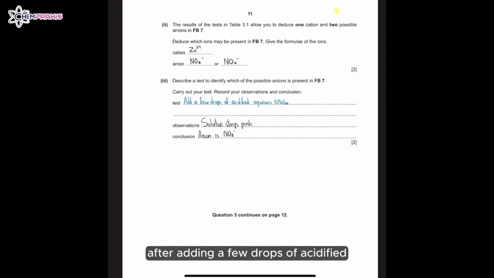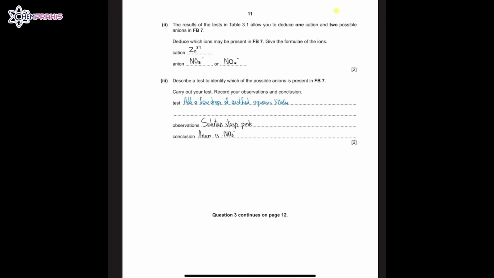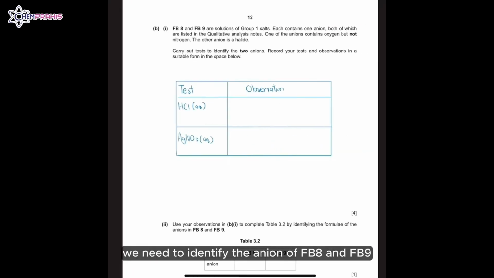After adding a few drops of acidified aqueous KMnO4, we found out that the solution stays pink and did not turn colorless. So then we know that the anion is a nitrate, which is NO3-, and not a nitrite, which is NO2-. For the next question, we need to identify the anion of FP8 and FP9.